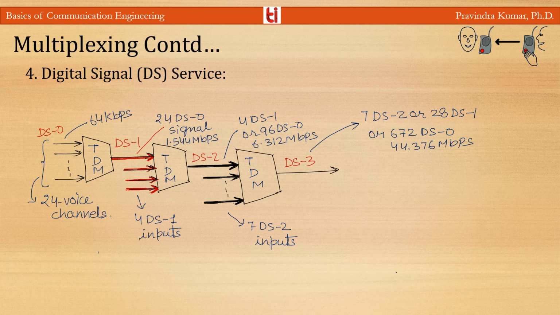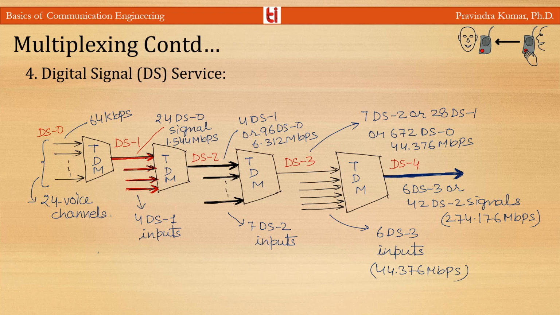Now, 7 DS2 signals are multiplexed to produce a DS3 signal, and its bitrate will be 44.376 Mbps. And finally, 6 DS3 lines are multiplexed to obtain the DS4 signal, and its bitrate is 274.176 Mbps. And here DS0, DS1, DS2, etc.